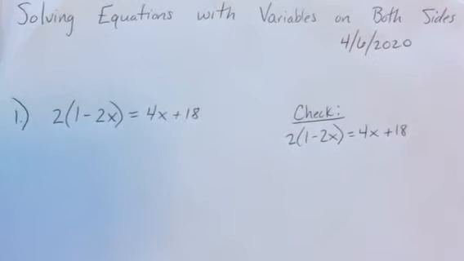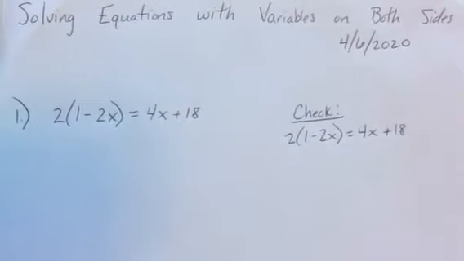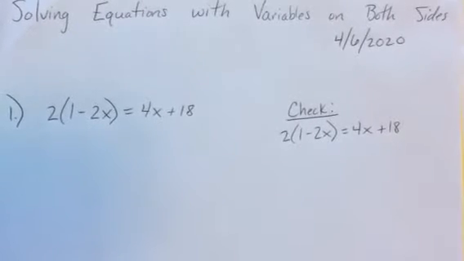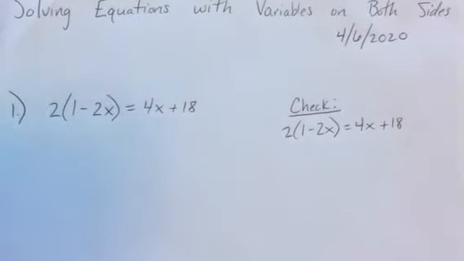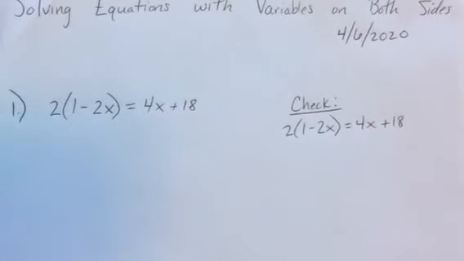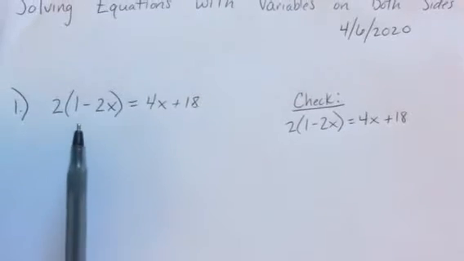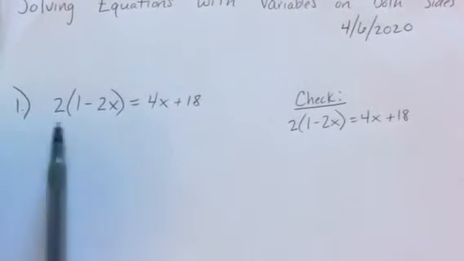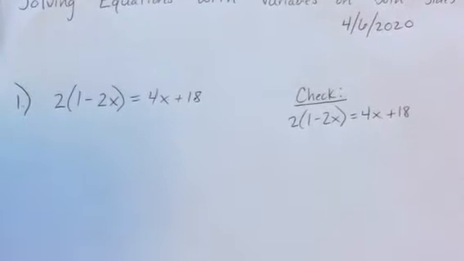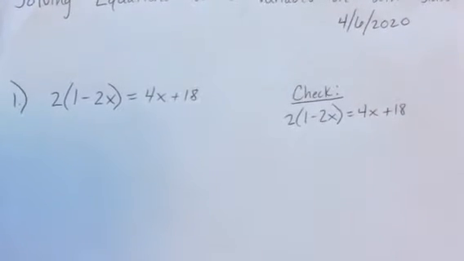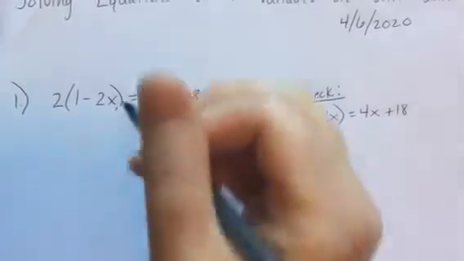This is your video on solving equations with variables on both sides. These are a little bit more complicated than last week's equations because either one or both sides of the equation are not completely simplified. So this first one we're looking at, here we have parentheses. We've got 2 times the quantity 1 minus 2x. So I have to distribute before I have it completely simplified.